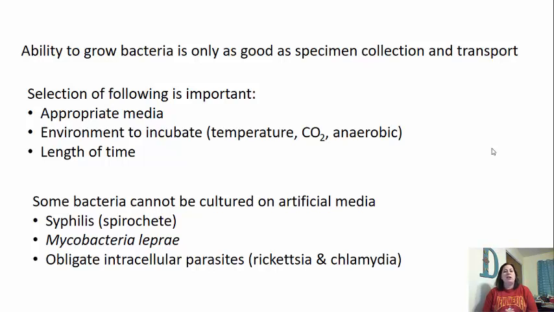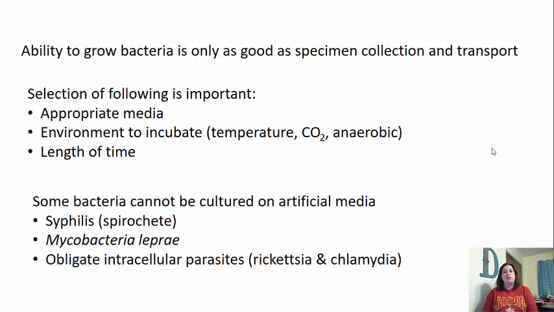The selection of the following is really important whenever you collect something and you transport it. One is the appropriate media, making sure you're using the right type in order to grow what you need. Also, the environment to incubate it in. Is the temperature set towards optimal? Does it need carbon dioxide? Is it anaerobic? Also, the length of time.